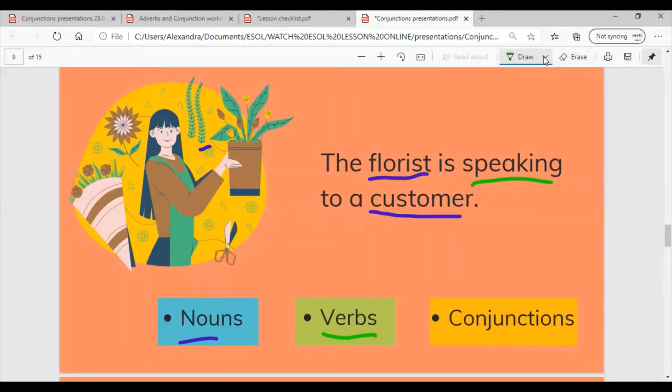So there we found the nouns and the verbs, and now we just need to find the conjunctions to connect these words together. Now if you remember, without the conjunctions it won't make sense, it would just say florist speaking customer. Now that doesn't make any sense, it doesn't tell us what's happening, who exactly is doing what. So we need our connecting words. So here we have, the florist is speaking to a customer. And with those connective words in place, it makes a lot more sense now, doesn't it? The florist is speaking to a customer.